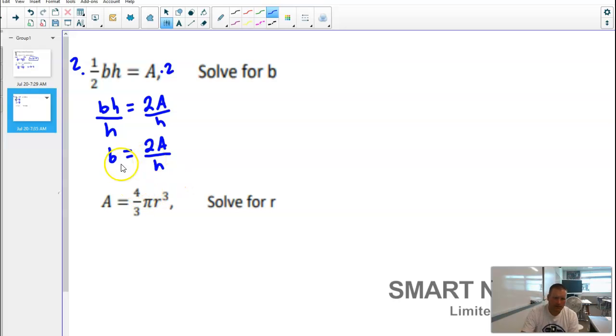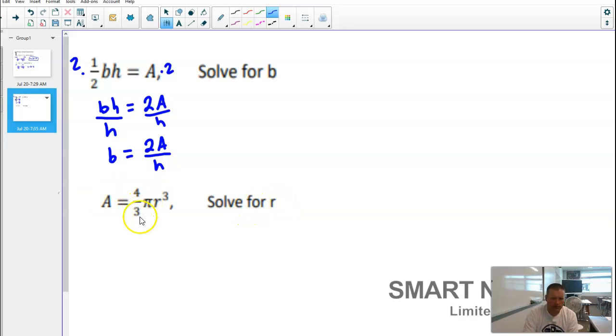This is actually the area of a triangle, but if I wanted to find the b, I just take 2 times the area and divide it by the height, is what those variables represent. Okay? This next one's the area. This actually should be volume. This is the volume of the sphere, but we'll just do A, that's all right. We'll just use A. So we're going to solve for r in this case.